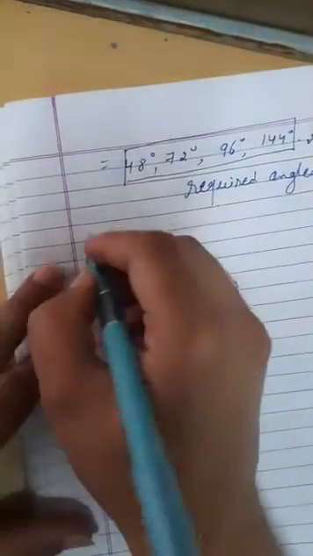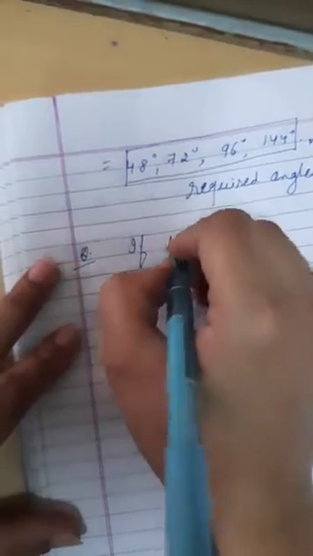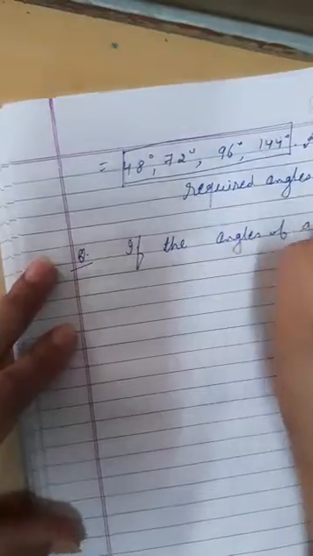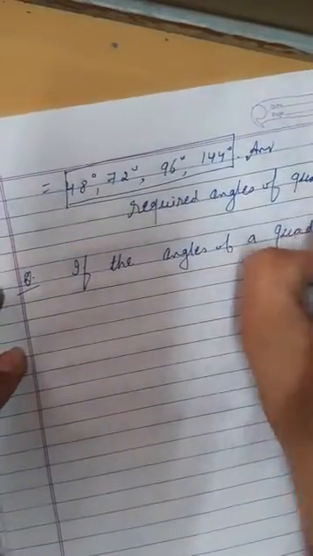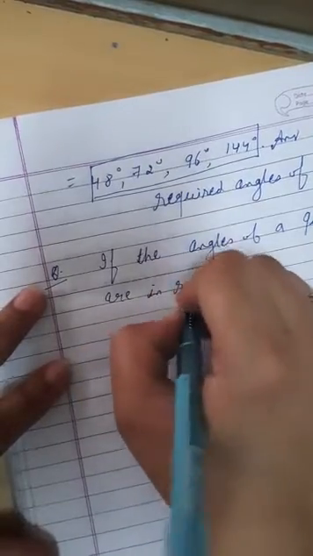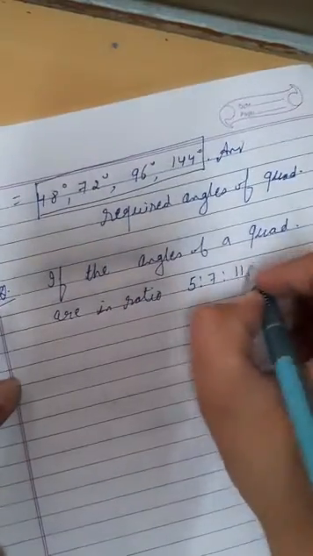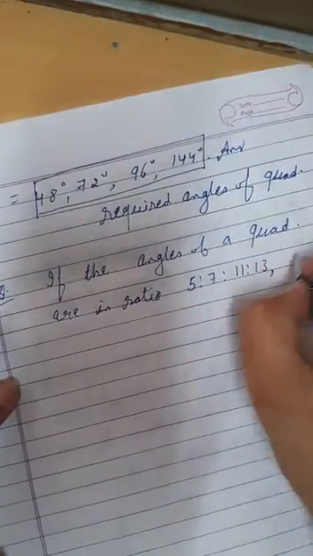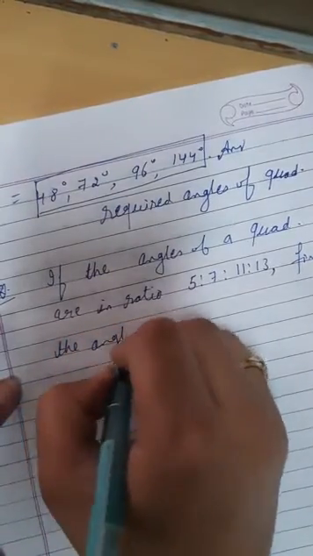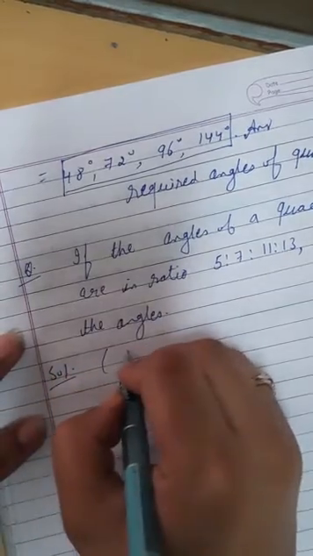So, if we assign a question: if the angles of a quadrilateral are in ratio 5:7:11:13, then find the angles. Students, kindly try this yourself.